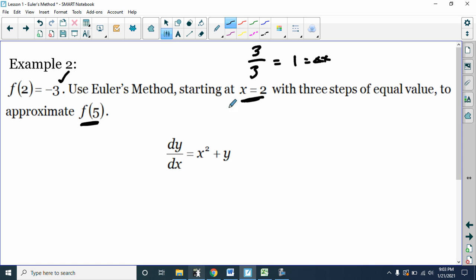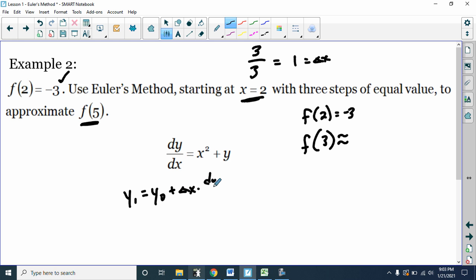So my first point is given. I know f of 2 is negative 3. My delta x is 1, so I'm going to add 1 to my x. My new y value is the previous y value plus the step times the derivative at the previous point. So in this case, my new y value is my old y value, negative 3, plus my step, 1, times the derivative at the previous point.